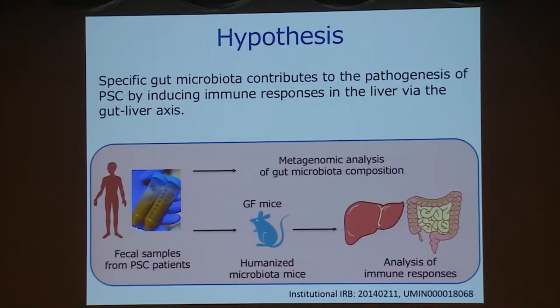So we hypothesize that specific gut microbiota contribute to the pathogenesis of PSC by inducing immune response in the liver via the gut-liver axis. To clarify this, fecal samples from PSC patients and healthy controls were obtained with informed consent, and a metagenomic analysis of the gut microbiota composition was performed. In addition, to examine the direct effect of gut microbiota on the pathogenesis, we generated humanized microbiota mice by inoculation with human fecal samples to germ-free mice and analyzed immune response in the targeted organs.